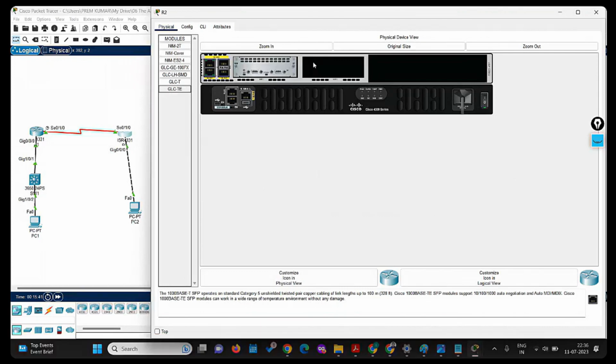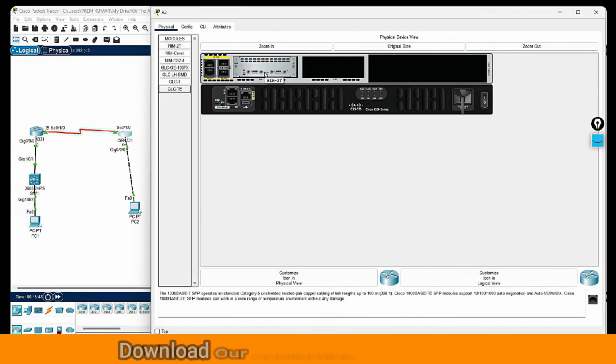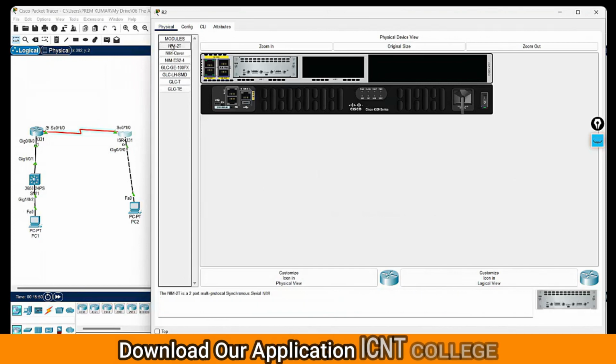I've selected this 2T, and I drag and drop it here. 2T is the one I want for this CCNA lab. It is something like a multi-protocol synchronous serial network interface module. NIM means network interface module. In front you see this one. This will go back. So I will go to R2 also.